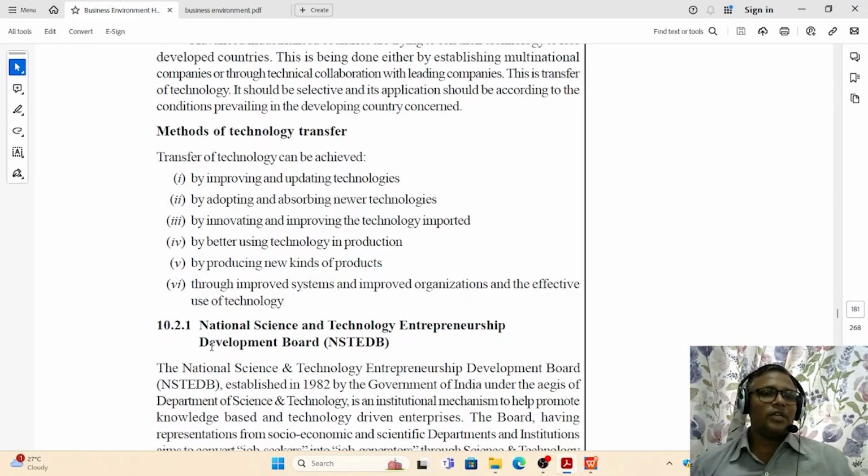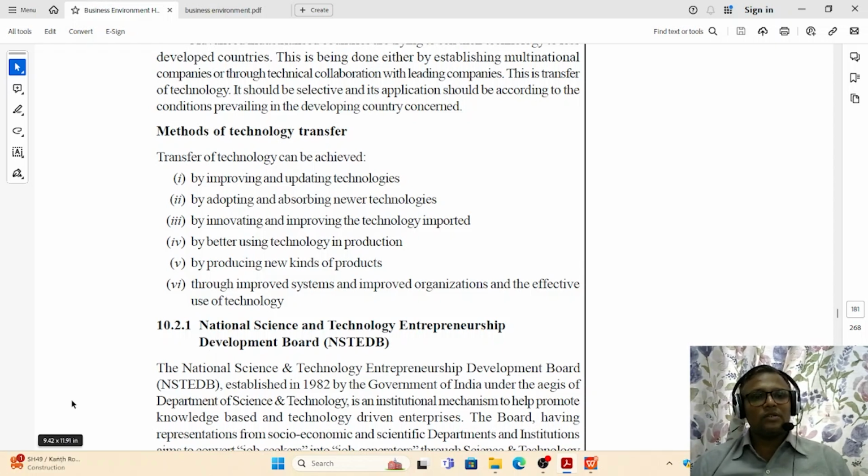Now, the methods of technology transfer. The transfer of technology, which we discussed in this session previously also, is being discussed again. The transfer of technology can be achieved by improving and updating the technologies, by adopting and absorbing new technologies, by innovating and improving the technology imported, by better using technology in production, by introducing new kinds of products, and thus by improved systems and improved organization and the effective use of the technology.